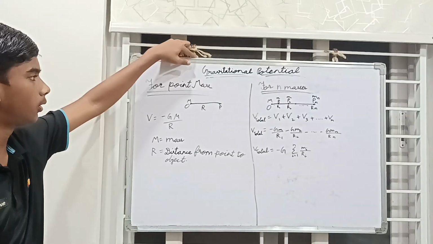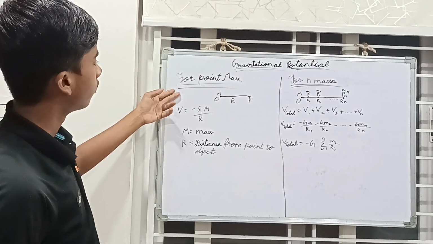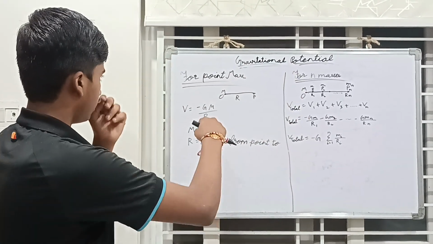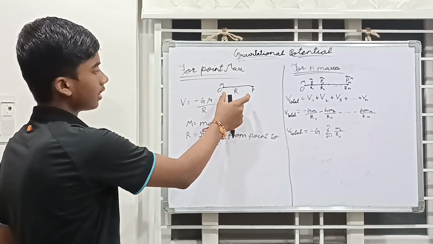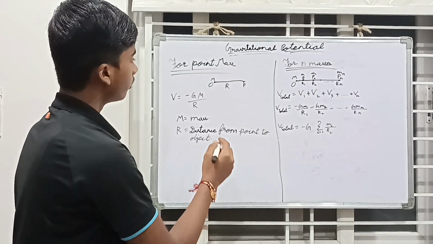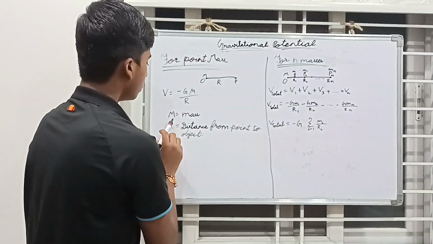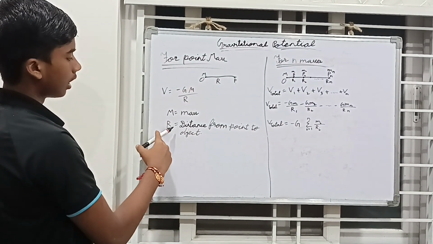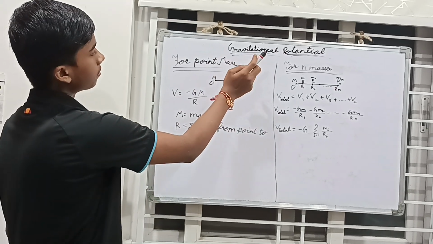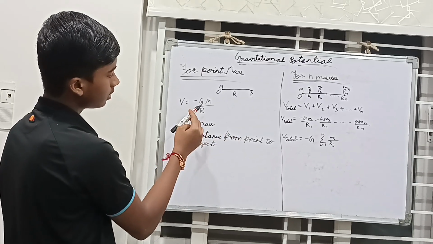Now let's go on to the main concepts of gravitational potential. One is for point mass and one more is for n number of masses. For point mass, let's take this is the object and this is the point P. From point P to the object, the distance is r, and the object's mass is m. M is the mass of the object and r is the distance from the point to the object. So by this, the gravitational potential at this point will be V equals minus Gm by r.